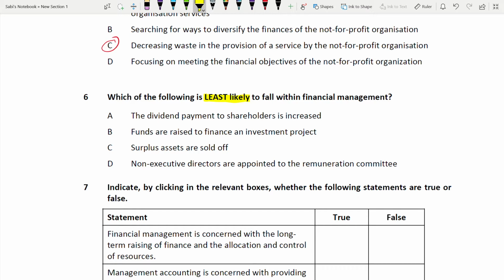So definitely dividend payment to shareholders increase means that's a dividend decision. So dividend decision is something which is taken by the financial manager. So A is most likely, right? So A is not the right answer.